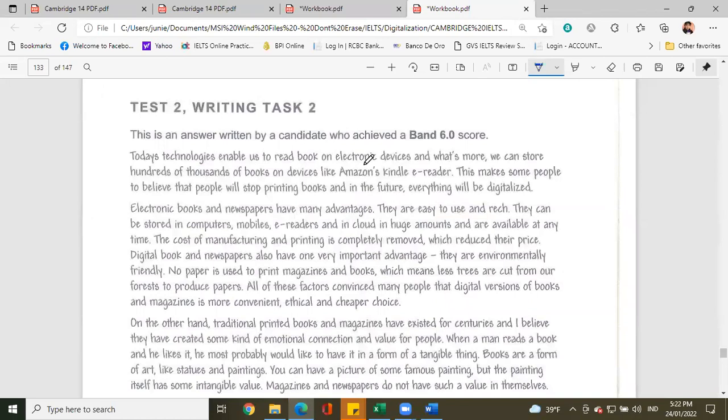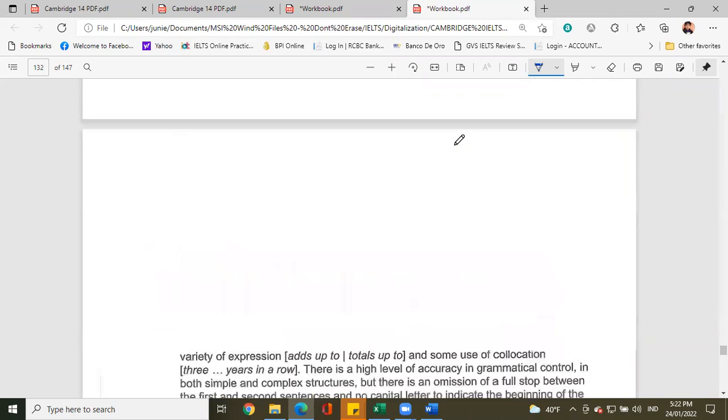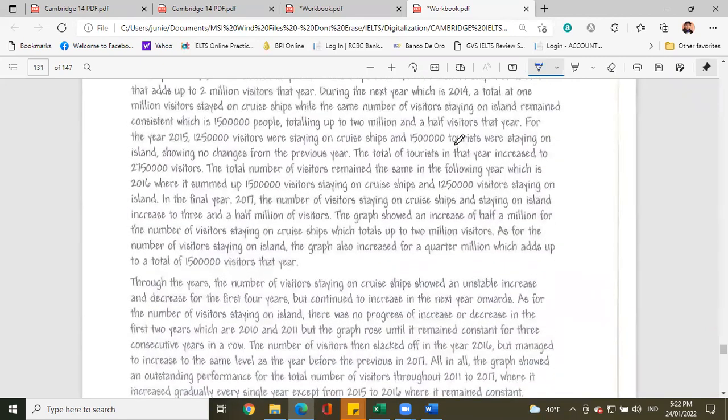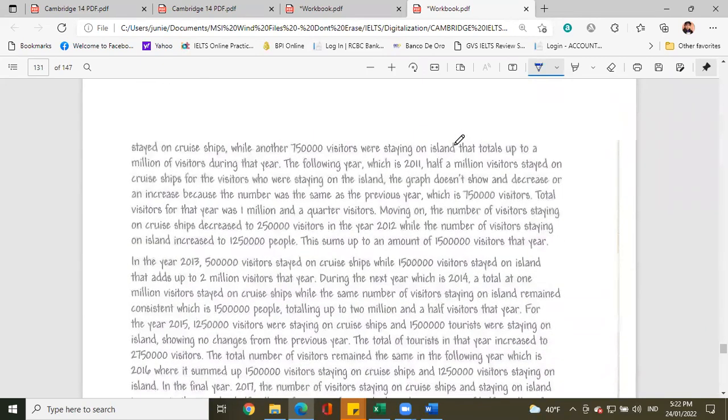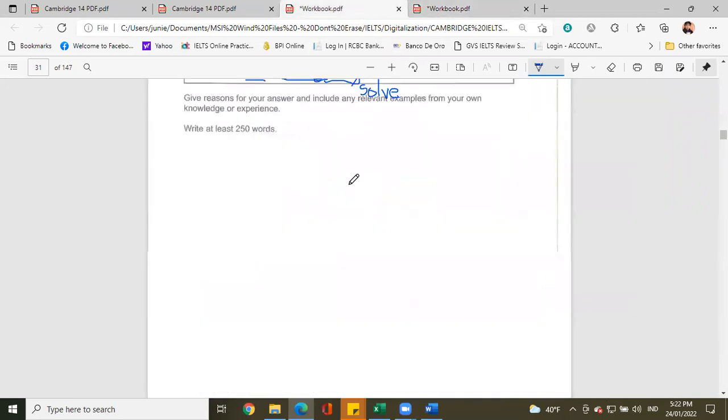Task 2 niya, band 6 lang. Baliktad. So, if your task 2 was band 6, your task 1 was band 7, ang net result niyan, band 6. Ang masusunod yung task 2. Damn, man. Sana hindi mo na masyadong in-effort yung task 1 mo. Dami naman, oh. Sige, let's check that out. Any questions?